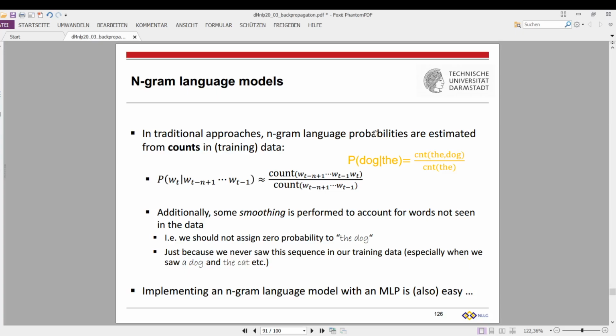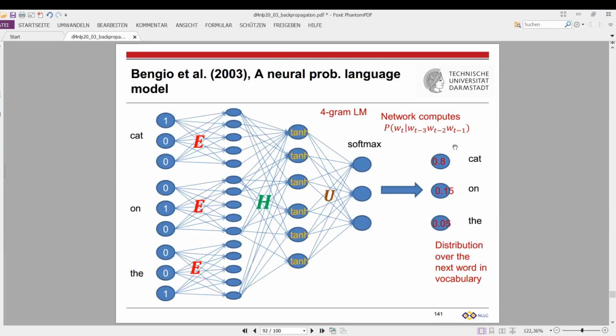Okay, so this is how n-gram language models can be estimated from data. We can also implement an n-gram language model with a multi-layer perceptron, not using such count estimates, but using a different approach. How would that look? This is one of the earliest neural language models, proposed by the group of Yoshua Bengio. How did that work?